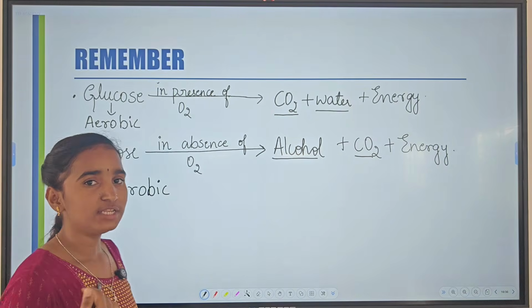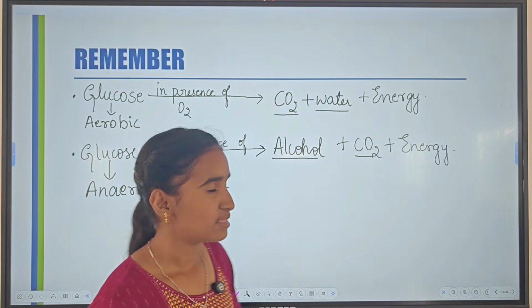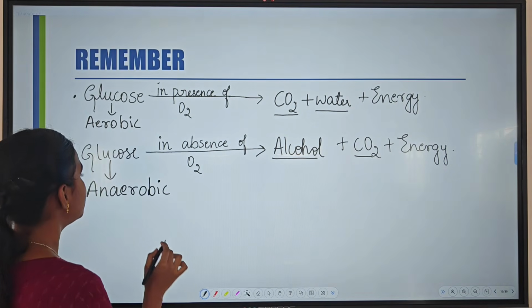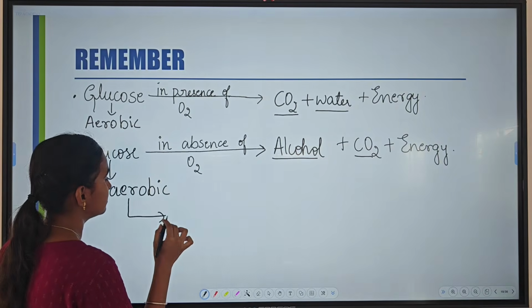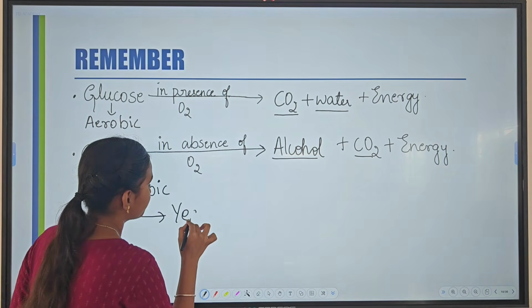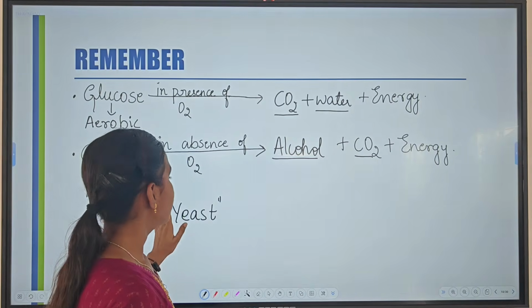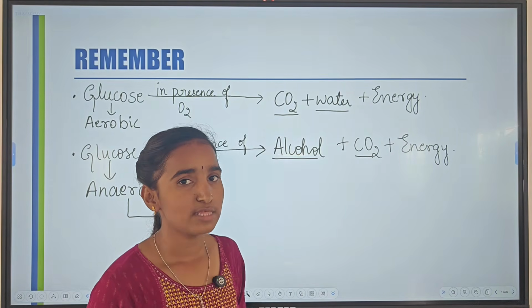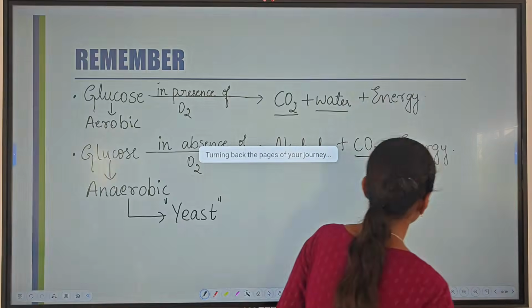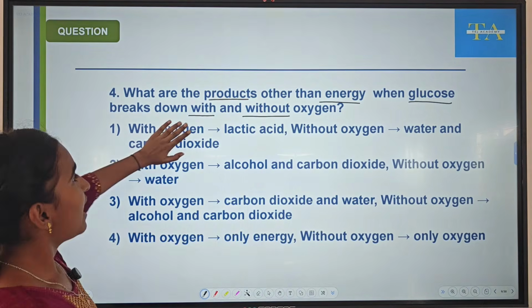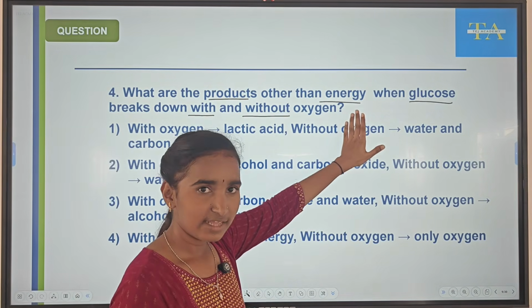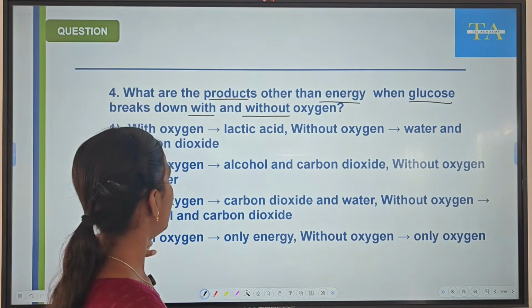Aerobic respiration takes place in most of the organisms. Example for anaerobic respiration is yeast. Yeast are the single-celled fungi in which anaerobic respiration takes place. So here they are asking the products other than energy when glucose is broken down.